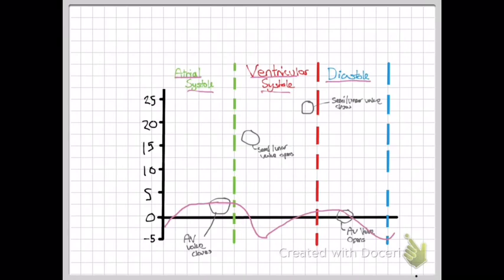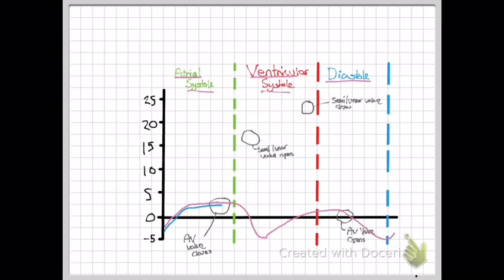Okay, so at this point during atrial systole, remember our AV valve is open. So at the start our AV valve is open, so they are one chamber. The atrium and ventricles are one chamber, therefore the pressure is the same. So up until the point where this closes, the atrial and ventricle pressure is exactly the same. Now we get to this point, the AV valve closes as we enter ventricular systole.